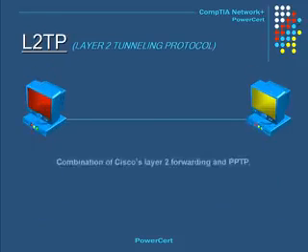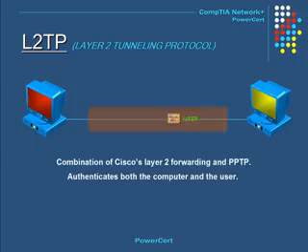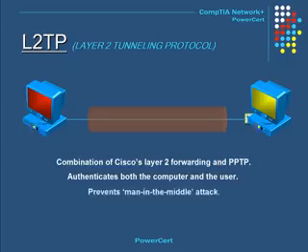Layer 2 tunneling protocol is a combination of Cisco's Layer 2 forwarding and point-to-point tunneling protocol. And this protocol authenticates in two ways using digital certificates. It authenticates both the computer and the user, and it does this to ensure that the data is not tampered with during the authentication process, which is known as man-in-the-middle attack.